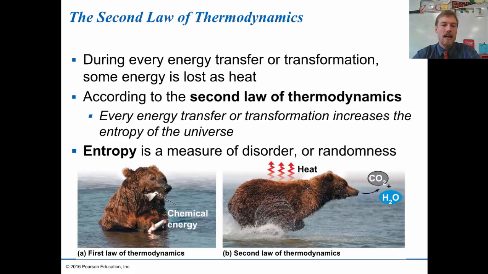And so what happens is that as that energy is being transferred into heat, what we call the entropy, or the disorder or randomness of the universe, is increasing. Because heat energy is a very low quality of energy, it's increasing the disorder or randomness of the universe. And so over time, the universe is going from being very ordered to disordered.